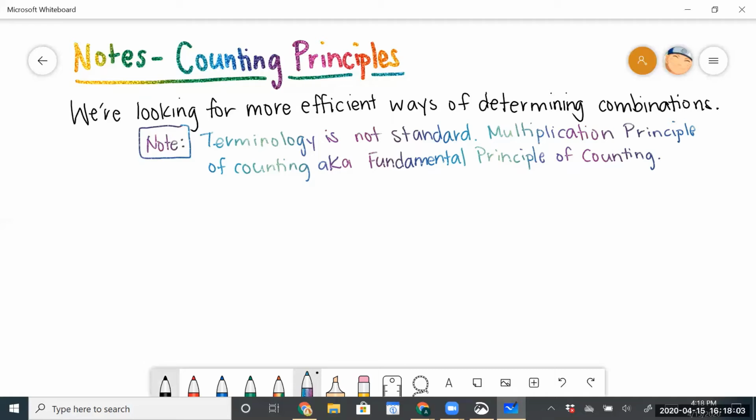So let's get started. Okay, we're going to cover two principles of counting today, and then you'll have an associated assignment on Schoology, so keep your eyes open for that.